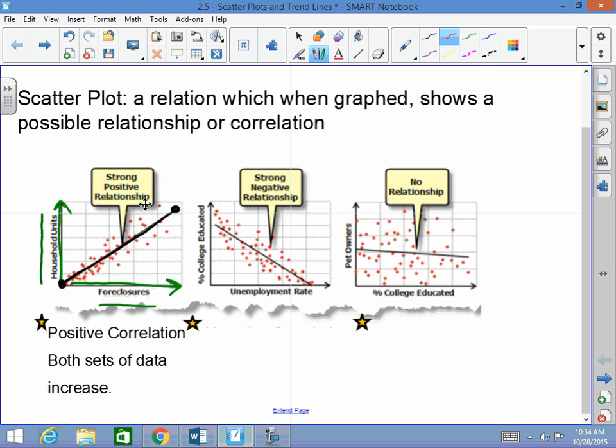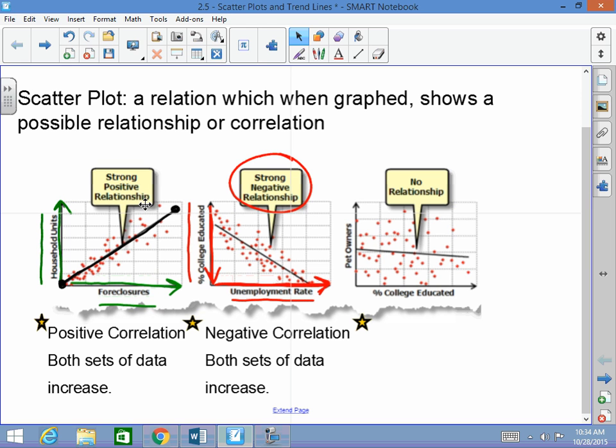If you look at the second graph, we have a negative relationship. Let's try to understand what's happening here. In a negative relationship, we have the unemployment rate here and then the percent of college educated. If you think about this, guys, as your percent of college education decreases, doesn't the unemployment rate increase? Guys, do you not see that? As my college education decreases, unemployment rate increases.